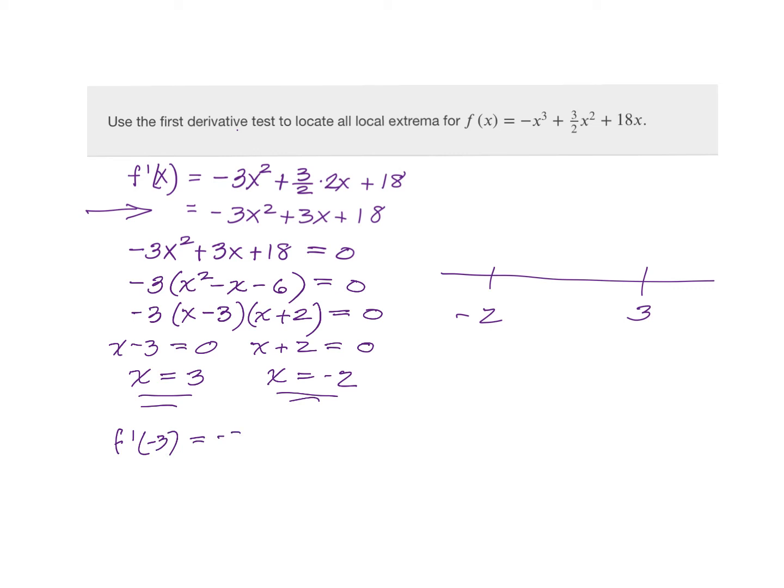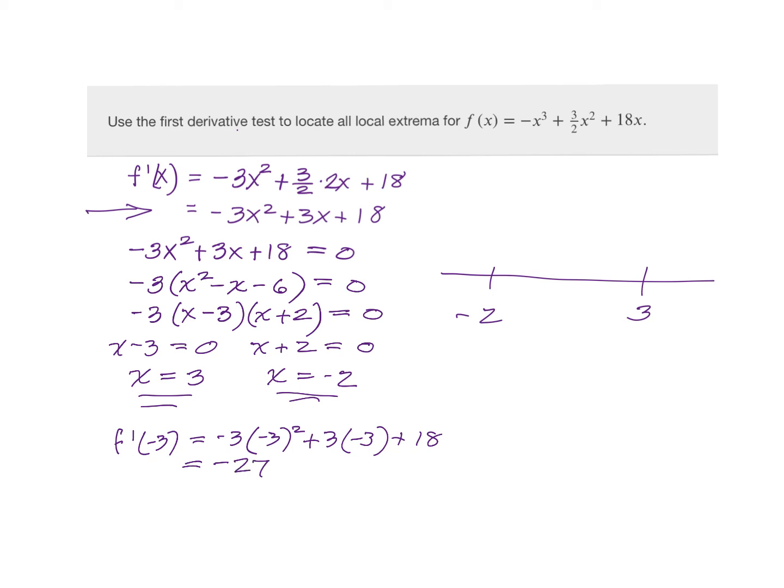What that gives me is negative 3 times negative 3 squared plus 3 times negative 3 plus 18. And really what we're concerned about, we're not concerned about the number. We're concerned about whether it's positive or negative. So we're going to get negative 3 times positive 9 is going to give me negative 27.